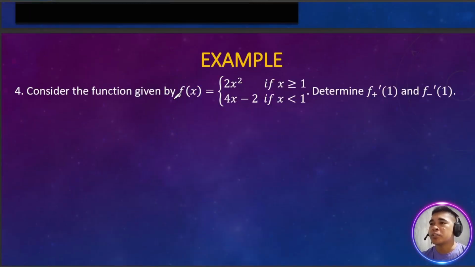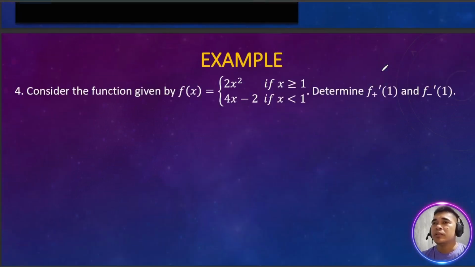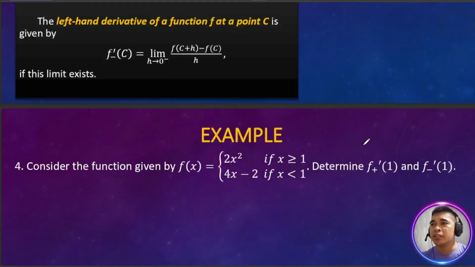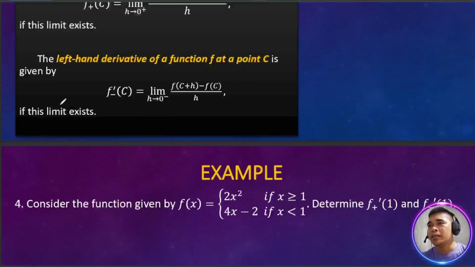Example, consider the function given by f of x is equal to 2x squared if x is greater than or equal to 1, and f of x is equal to 4x minus 2 if x is less than 1. So determine the right-hand derivative of the function f at the point 1 and determine the left-hand derivative of the function f at the point 1. So we need to apply the given formulas.